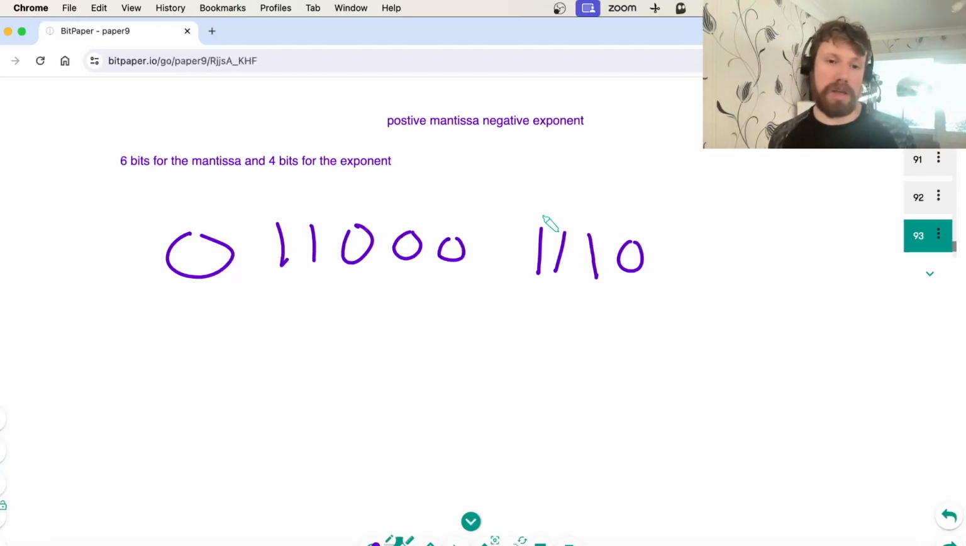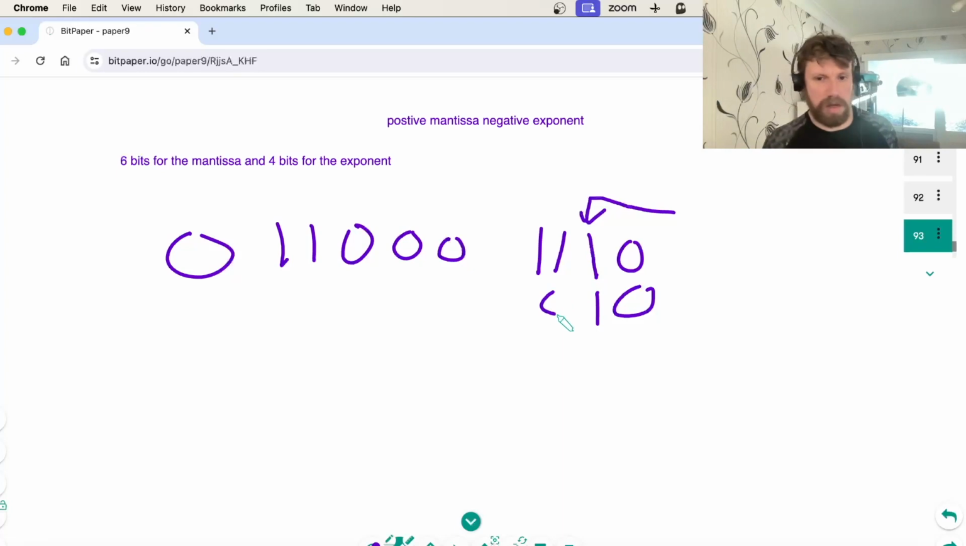The first thing we need to do is work out what the exponent is, but we need to 2's complement this first. So we're going to go here, 0, 1, and then everything at it and before it stays the same, everything after it is flipped. That then gives us 2, doesn't it? So that's going to be negative 2.